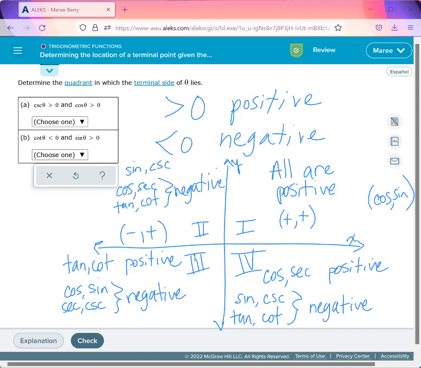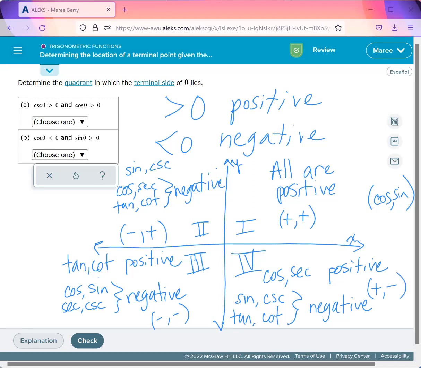Okay, then in quadrant 3, because cosine and sine are both negative, that means your x and y values are negative. The tangent and cotangent will be positive, because if you take a negative number divided by a negative number, you get a positive number. And then here we have the cosine, so x is positive and our sine will be negative.